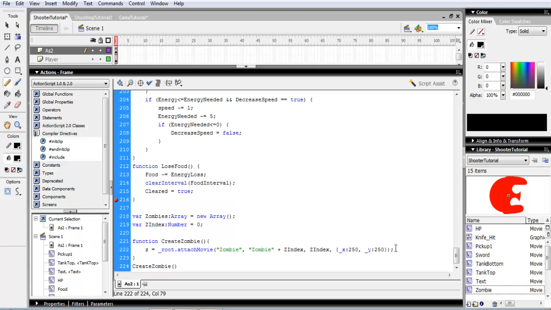But now we need to make it move. Not animate it, but make it move. So we'll go push. Yeah, the array zombies dot push value z.